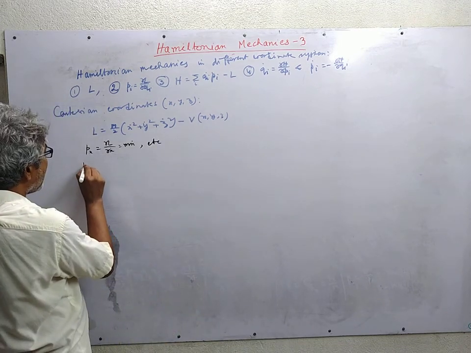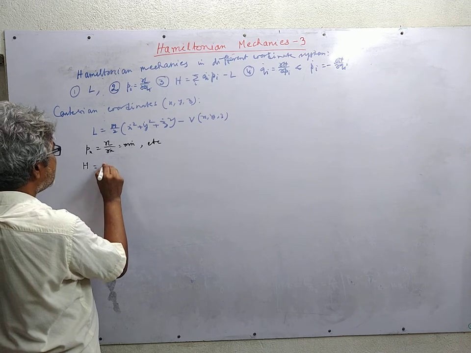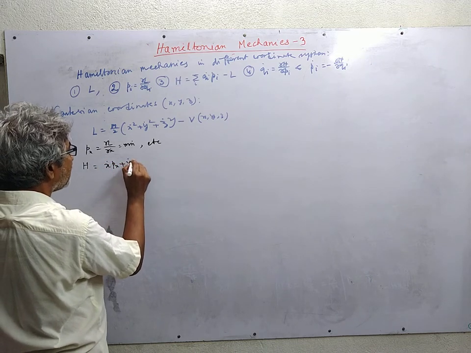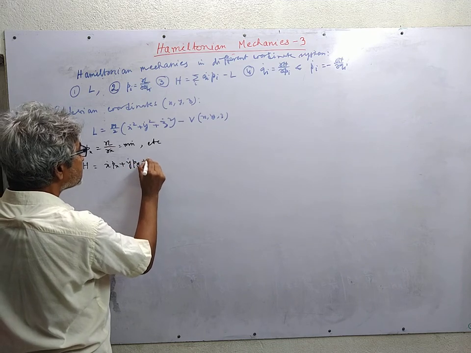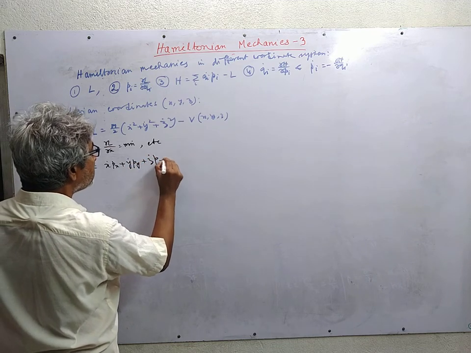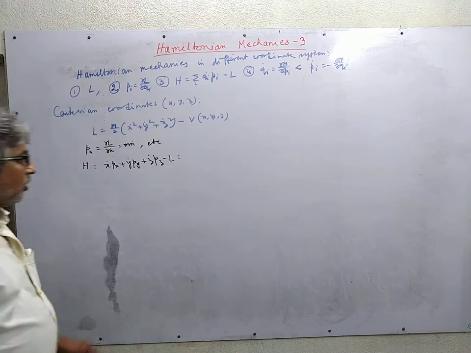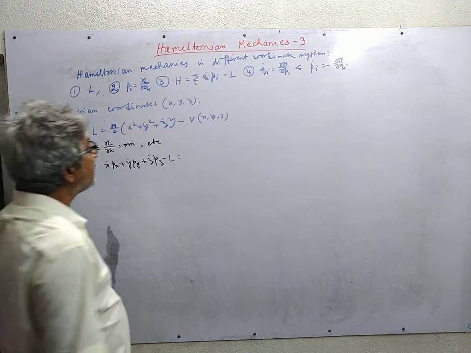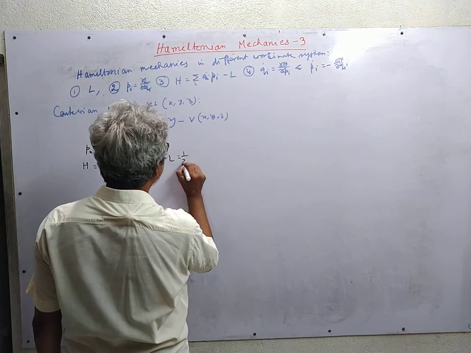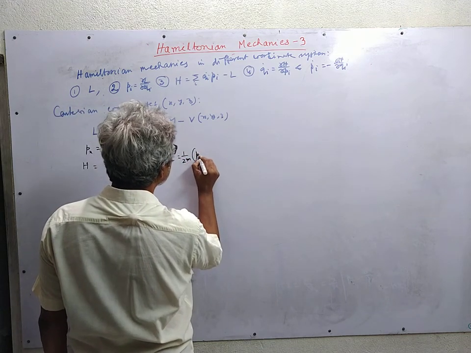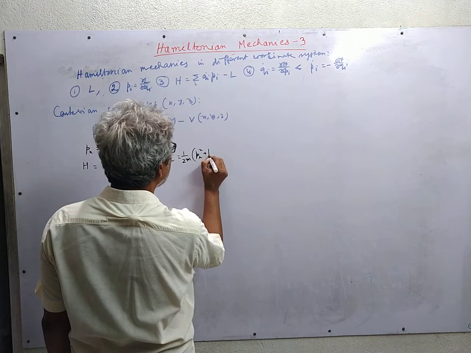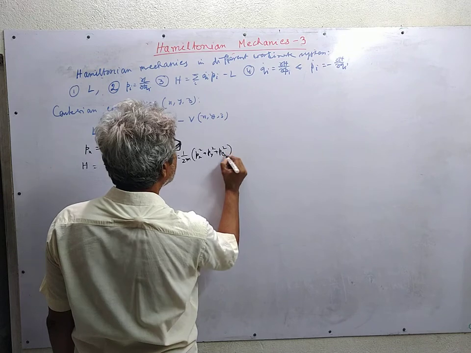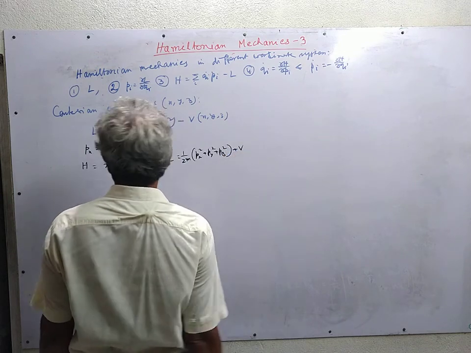So we define the Hamiltonian as x dot p_x plus y dot p_y plus z dot p_z minus L, which on substitution, with x dot replaced in terms of p_x, becomes 1 upon 2m times p_x square plus p_y square plus p_z square, plus V of x, y, z.